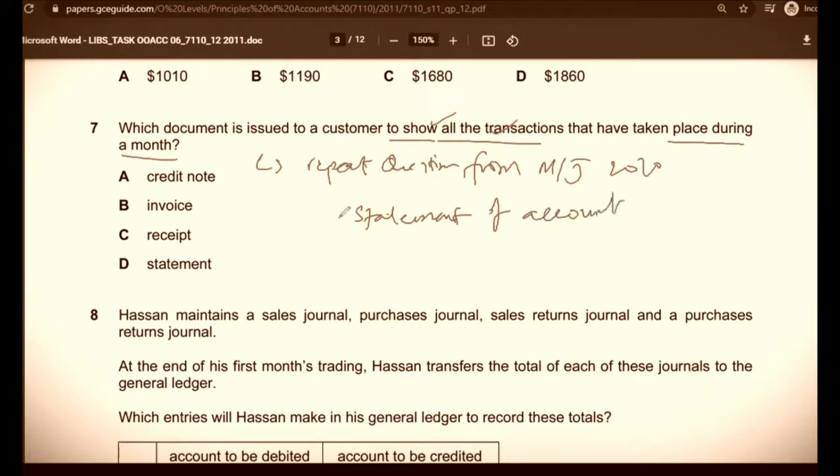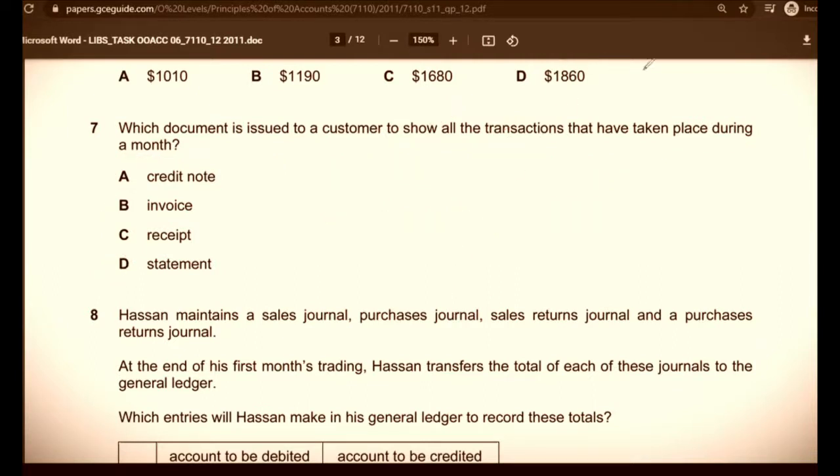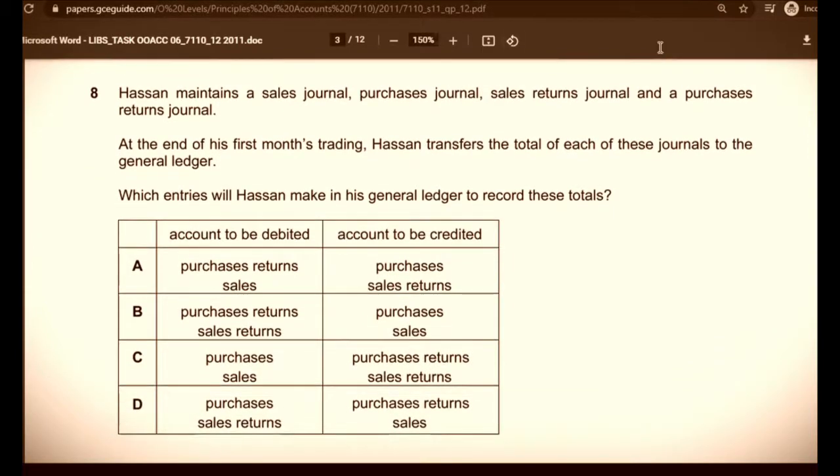They haven't used a proper term here, statement of account, but all these options A, B, C are not in line with the definition or with the question requirement to show all transactions. Hence, the answer to multiple choice 7 is option D. Let's move on to multiple choice 8.